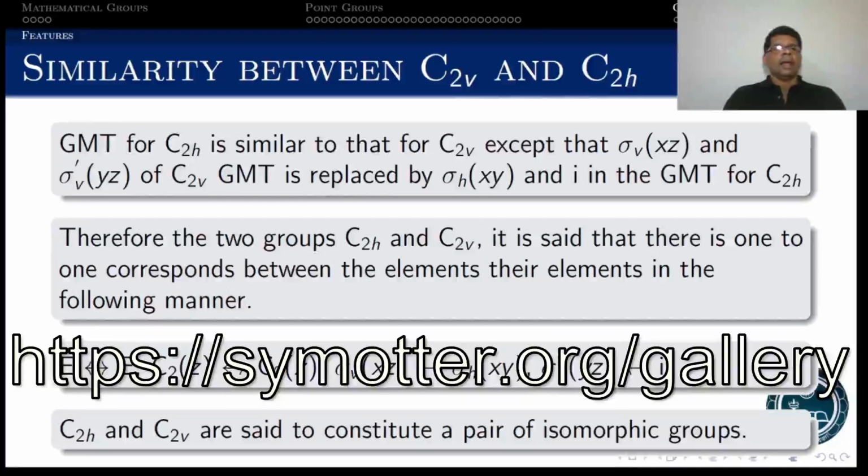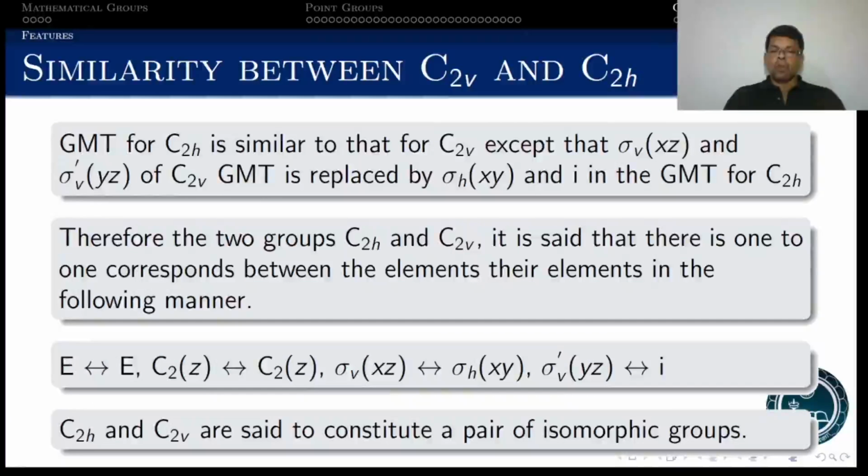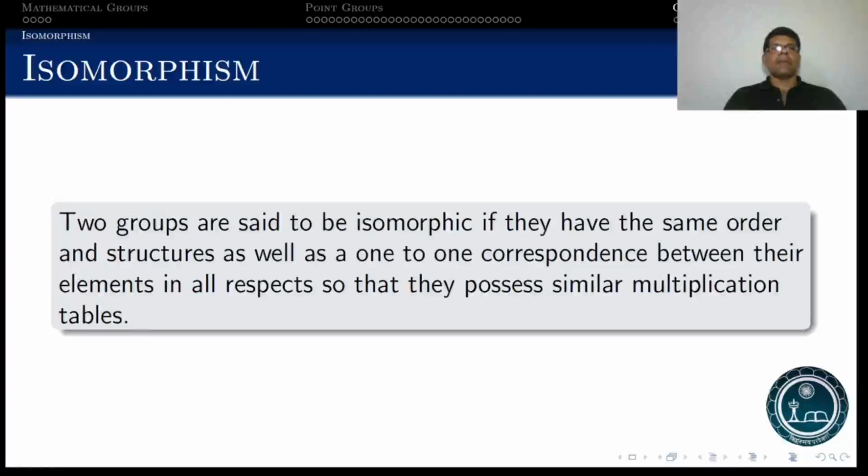C2H and C2V are said to constitute a pair of isomorphic groups. What do we call C2H and C2V? Isomorphic groups. Now what is isomorphism? What is meant by isomorphism?